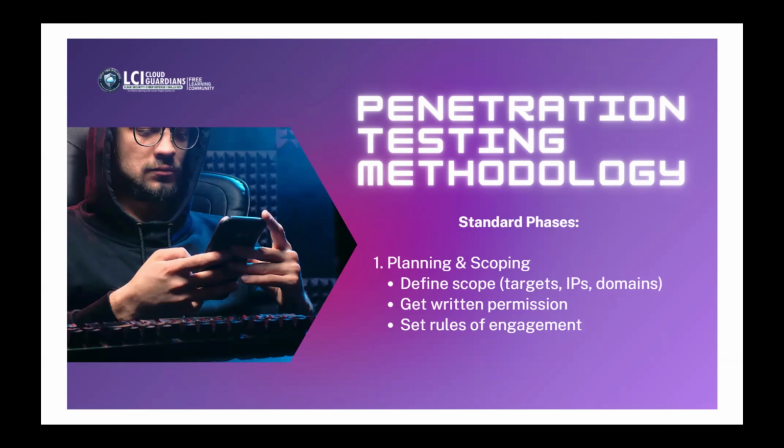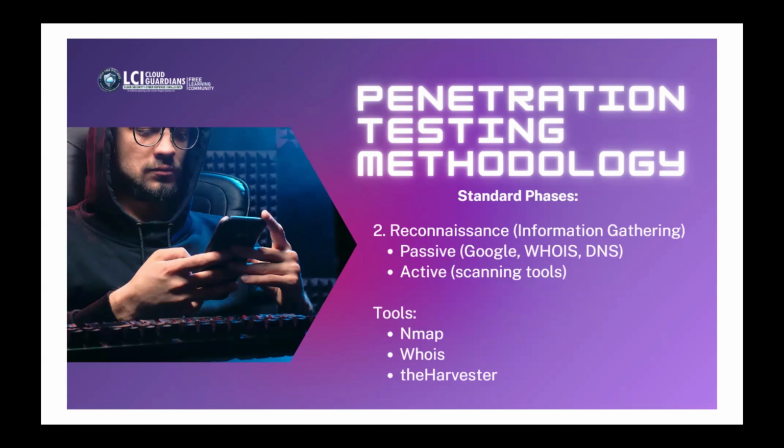Part of the planning and scoping is setting rules of engagement. Another phase is reconnaissance, information gathering. You have to gather your information first, and you either use passive or active methods. Passive is asking, okay, who is this person? You use Google to gather your information. The active aspect is scanning using tools. Remember the passive aspect also, even in Kali Linux: if you want to know who you are on Kali, you just type whoami, and Kali will tell you who you are as a user on your machine.